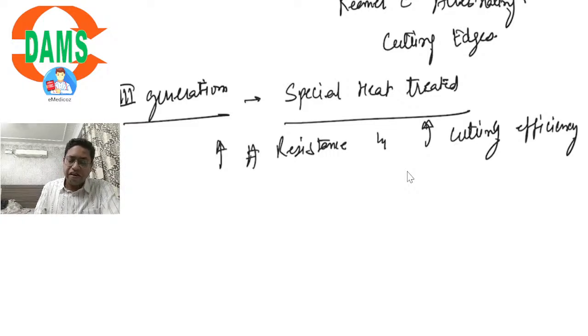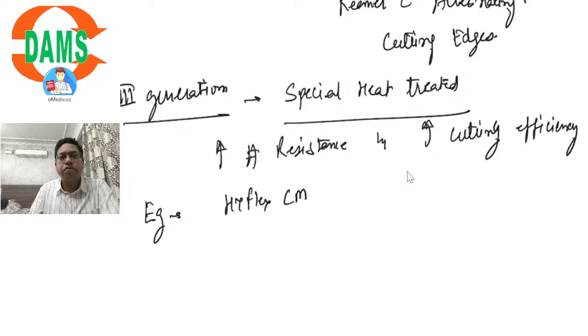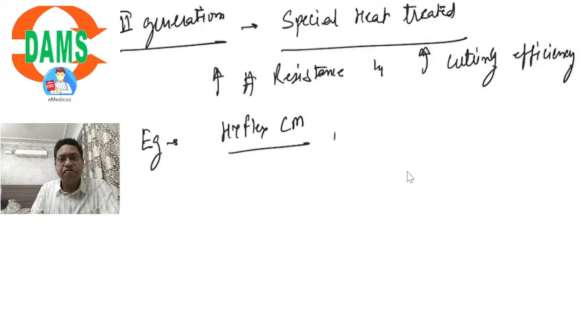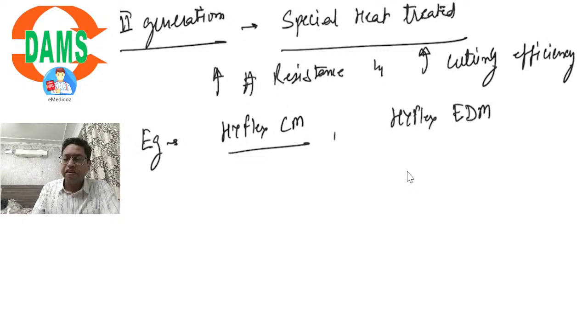Examples of instruments are HyFlex CM. CM basically stands for controlled memory. HyFlex CM instruments. HyFlex EDM instruments. These are special heat treated instruments. Then comes the fourth generation of instruments.